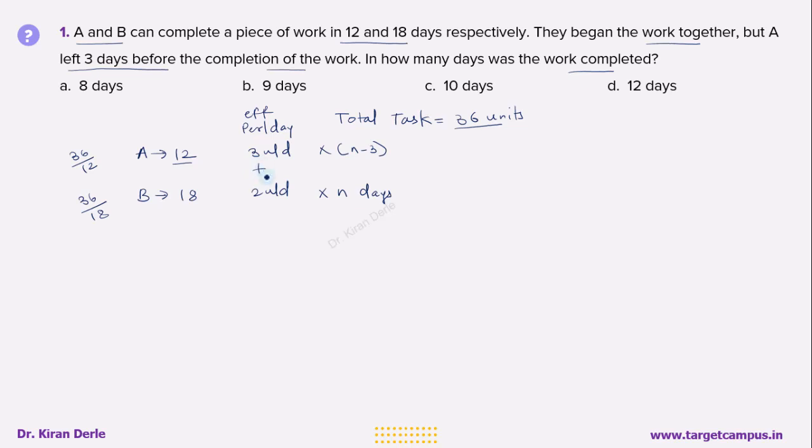Together they completed 36 units. I hope you're understanding. A does 3 units per day and worked for n days, B does 2 units per day and worked for n minus 3 days, and that's how they completed the work. So if you solve this equation, 3n minus 9 plus 2n is equal to 36, 5n is equal to 36 plus 9, 45, so n is equal to 9. That's it. I hope you understood. This is how we can solve this question quickly.